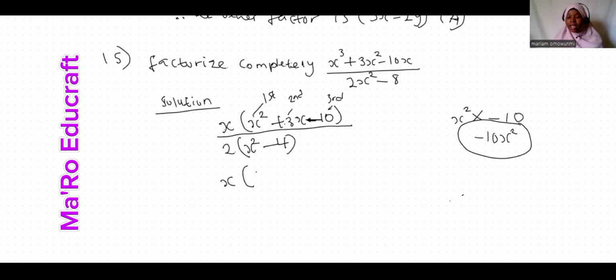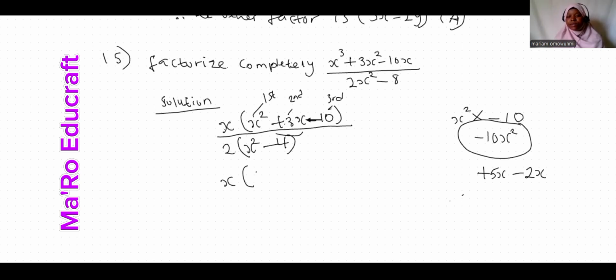We all know factors of 10: 1, 2, 5, and 10. But I'm looking for two factors that when I multiply must give me minus 10x squared, and when I add, must give me the value of the second, which is plus 3x. So that is plus 5x minus 2x. That is just like saying plus 5 and minus 2. I'm putting the x back to get my x squared. Plus 5 and minus 2.